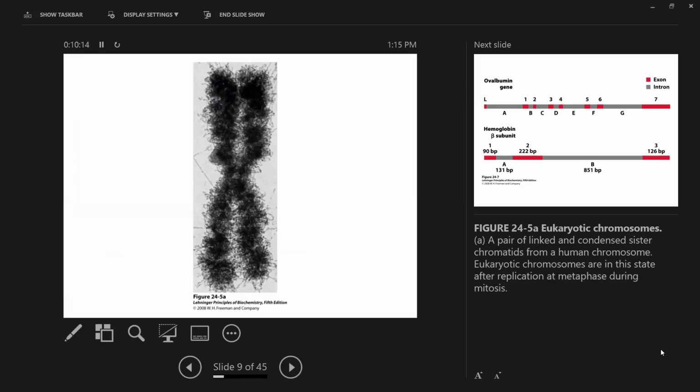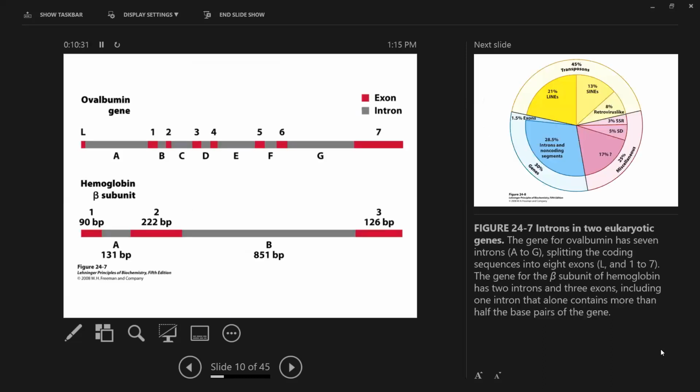So here we have a pair of linked and condensed chromatids, metaphase chromatids from a human cell. This is at metaphase of mitosis. That's the best time to take pictures of chromosomes. If we look at the organization of genes, here is the hemoglobin beta globin gene. We can see that we have an intron in gray, an exon in red. Notice that we have these two introns here.